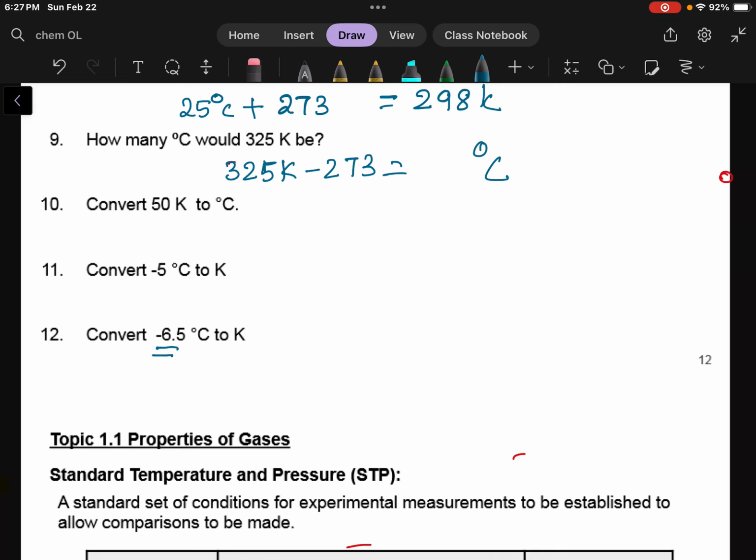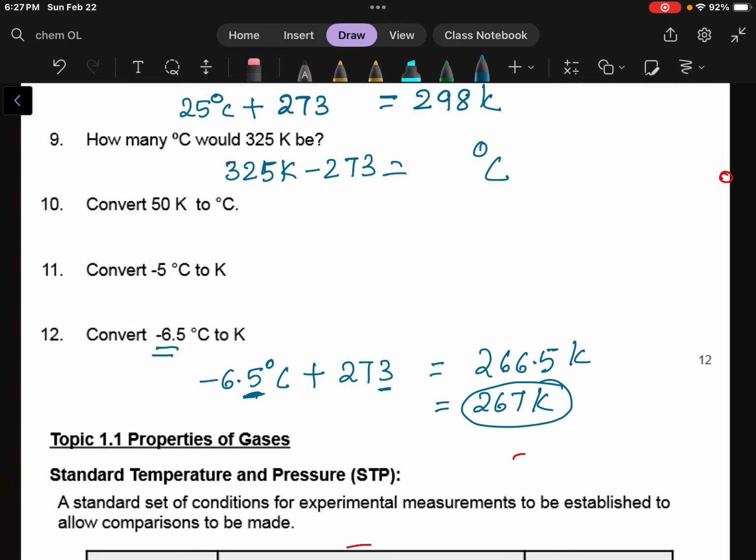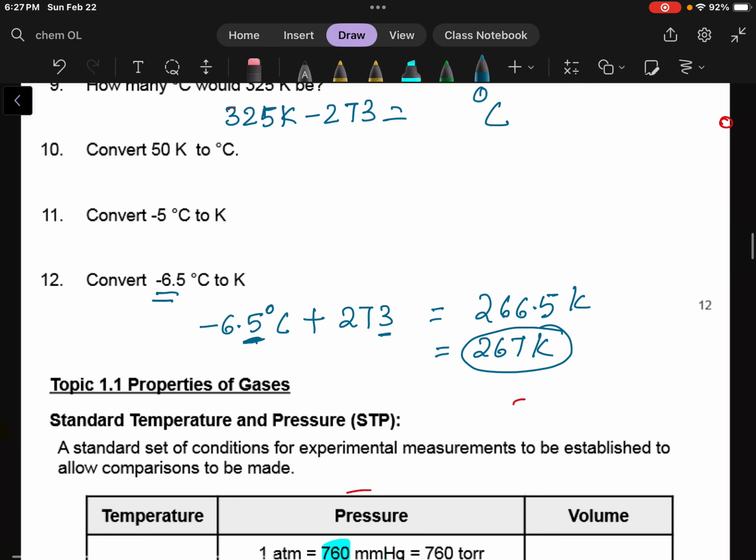And the last one, maybe I'll do this. 6.5 degrees Celsius plus 273, then you will get 266.5 Kelvin. But you have to follow the sig fig, so round your answer because its least decimal place is ones, so you have to round that into ones, so that will be 267 K.